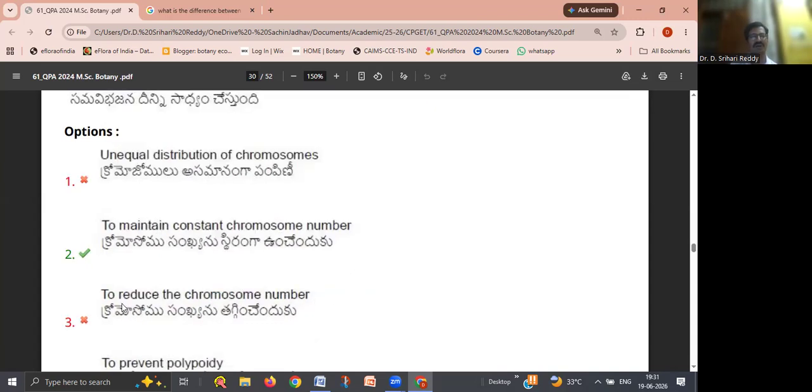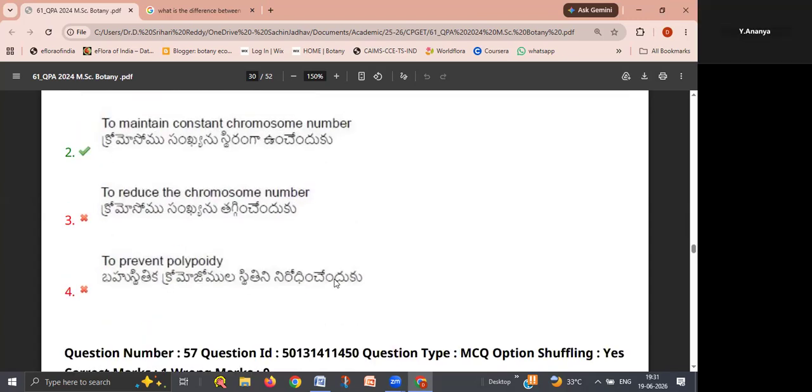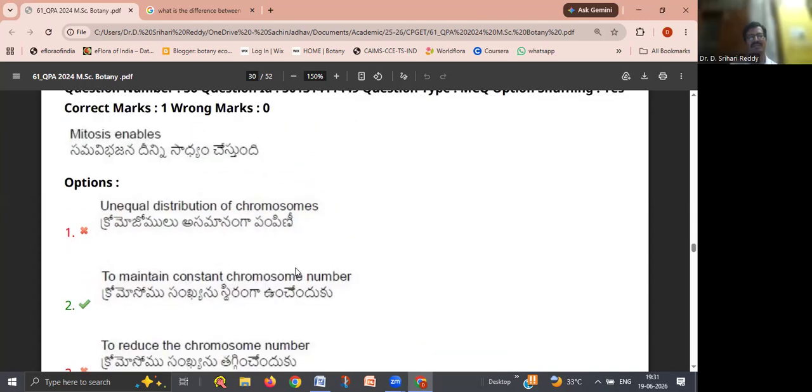One more option is to reduce the chromosome number. That is not a feature of mitosis, where the chromosome number is reduced to half in meiosis. Yes, to prevent polyploidy, these are not the right answers. What the question asks is, mitosis enables us to maintain the constant chromosome number in the daughter cells, in the progeny. That is the right option.